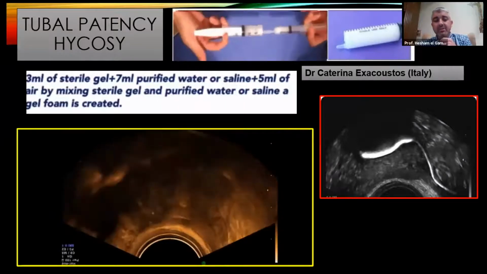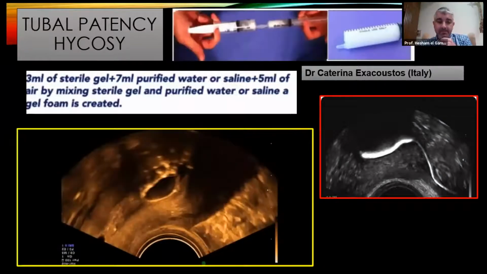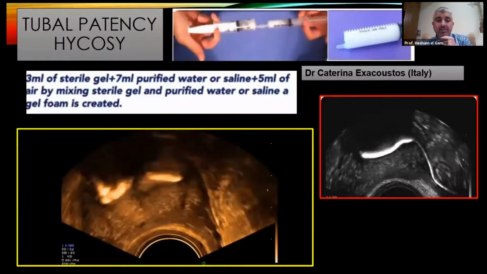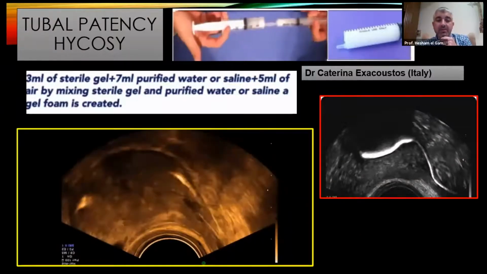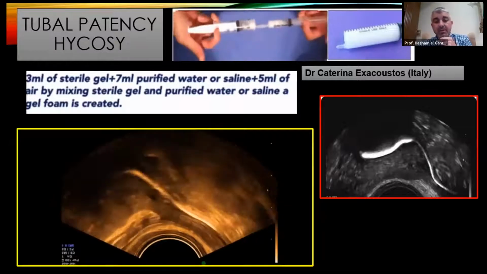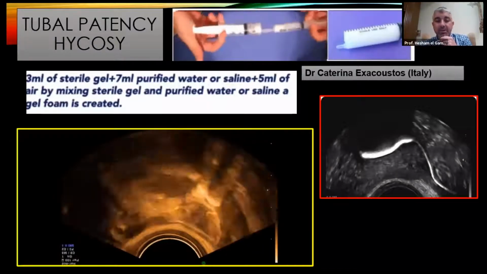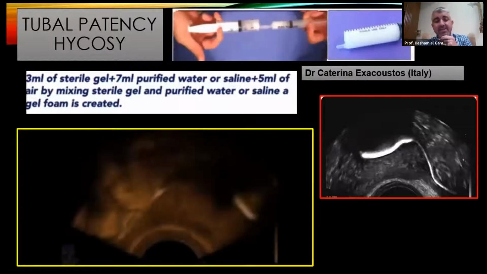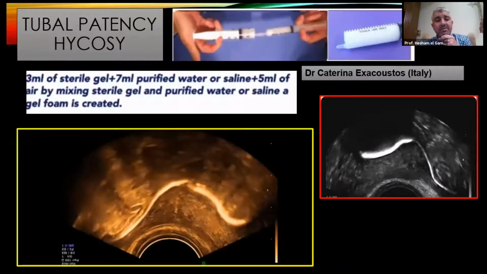And while injecting, you go into the cornual ends and you start to see if the echogenic contrast media, which is the foam now, is moving into the tubes and coming out of the tube into around the ovary. That indicates patency. It's not that easy, and you could miss the tubes.